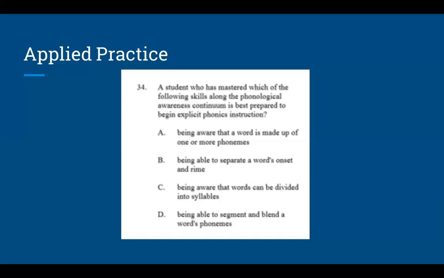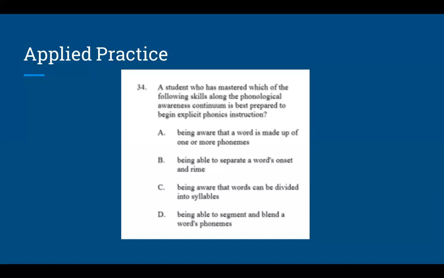So let's start with A. So A is being aware that a word is made up of one or more phonemes. So a student that is best prepared to begin the explicit phonics instruction. So being aware that a word is made up of one or more phonemes. So the general awareness that a word is made up of one or more phonemes comes pretty early in the phonological awareness continuum that we know of, which would be our umbrella and all of its components. So I'm going to go ahead and push that one to the side. It is related, but I don't think that's the best answer. So it's in the very early stages. So we're just going to go ahead and get rid of that one.